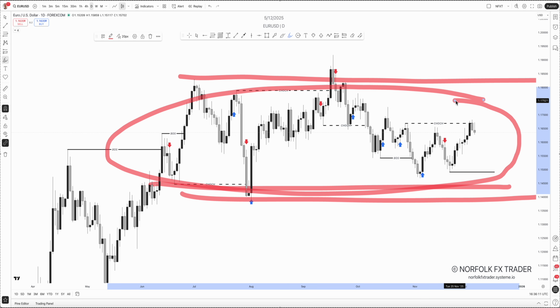So how can you use the change of character to your advantage? You want to see really a change of character followed by a solid break of structure. That's key. Once you see this, you've got a continuation of that trend and you start to look to trade with that trend. And that's how you start to understand the difference between your break of structure and your change of character with market structure.